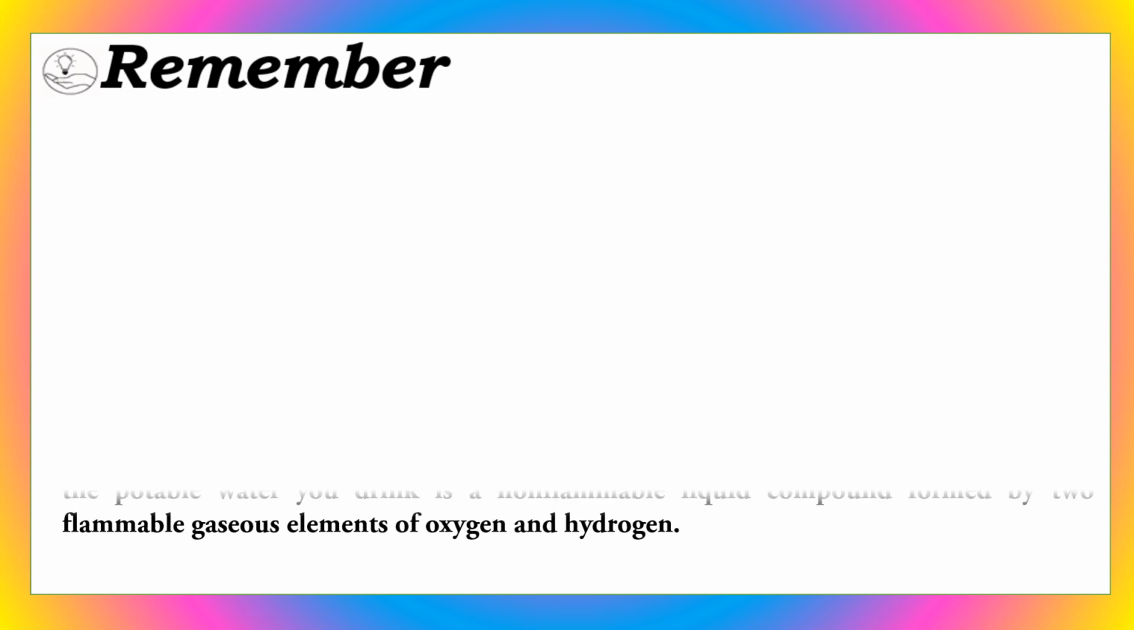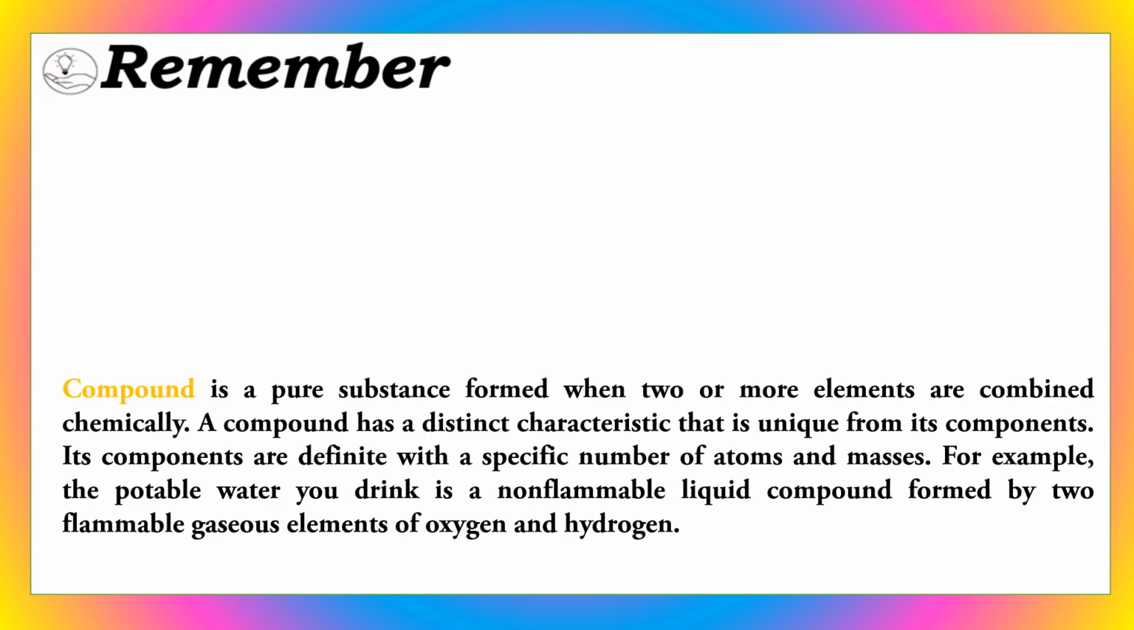Always remember this when you say compound. It is a pure substance formed when two or more elements are combined chemically. A compound has distinct characteristics that are unique from its components. Its components are definite, with a specific number of atoms and masses. For example, water: two atoms of hydrogen, one atom of oxygen. So if you change the number of atoms of oxygen, let's say you put it as 2, H2O2, then it becomes hydrogen peroxide. So, definite composition.